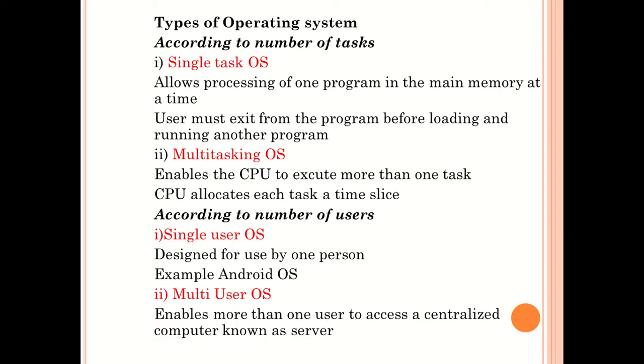According to the number of users, we have what we call the single user OS. A single user OS allows only one person to operate. Example, Android OS. You cannot extend Android OS. It is just used for one device at a time.